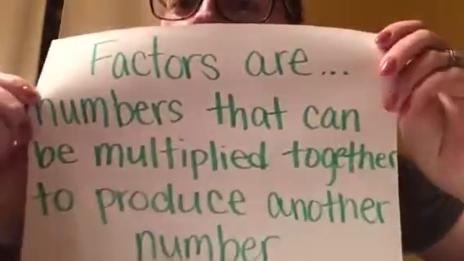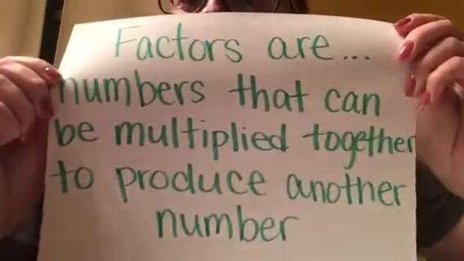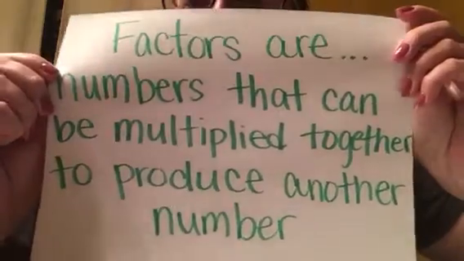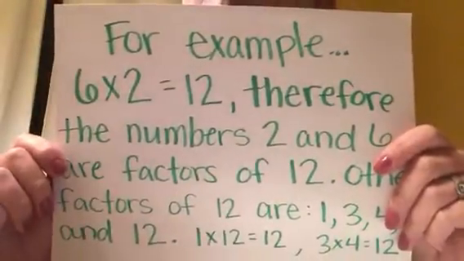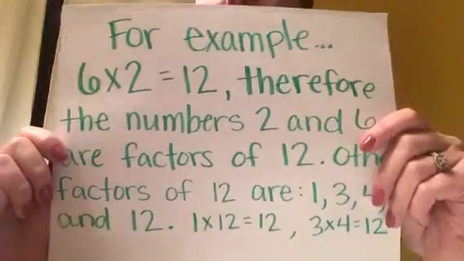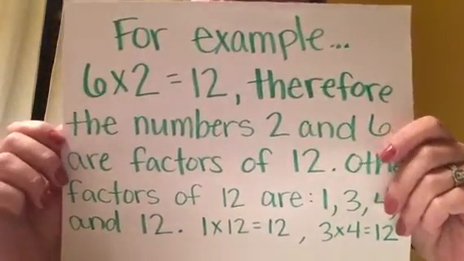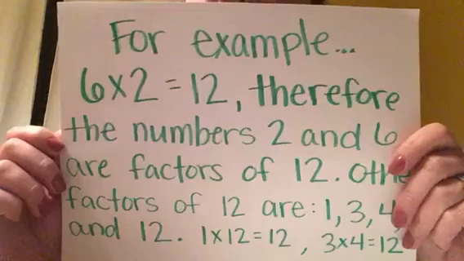Hey, fourth grade. We are starting a new chapter in math, and it is all about factors. Factors are numbers that can be multiplied together to produce another number. So, for example, 6 times 2 equals 12. That means 6 and 2 are factors of 12.